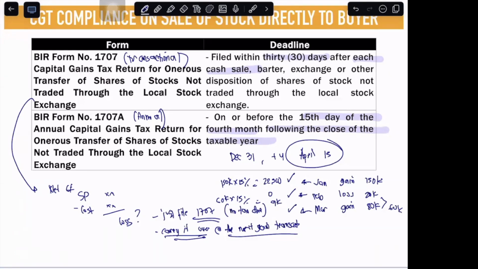Ulitin natin. For transactional, you need to report always and just file 1707, whether there's a gain or loss. If there's a gain, then you compute 15%. If there's a loss, there will be no tax due. Just file zero. And ultimately, if there's another gain, you can just offset it or carry it over on the next gain transaction. So if there's a loss of 20 less 80, then we have here 60,000.